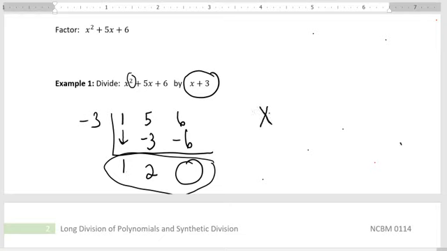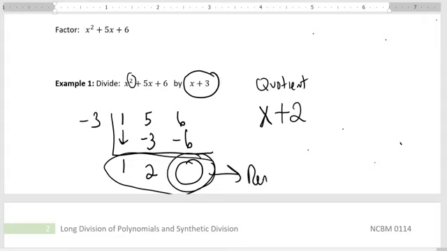So we're going to have x. Since the degree was 2, now this degree is going to be a 1. Then we're going to have a plus 2. So this is going to be your quotient. The last number is your remainder.